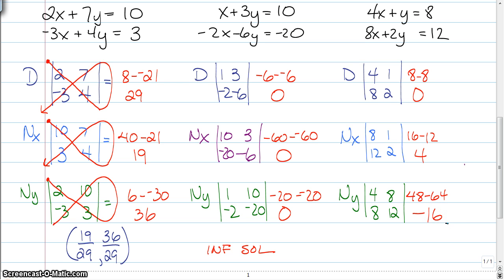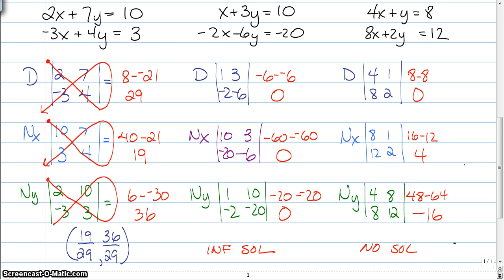So, now you've got to think for a second. We have 4 divided by 0 and negative 16 divided by 0. Can you divide by 0? No, you can't. Not a number. So this one is no solution.